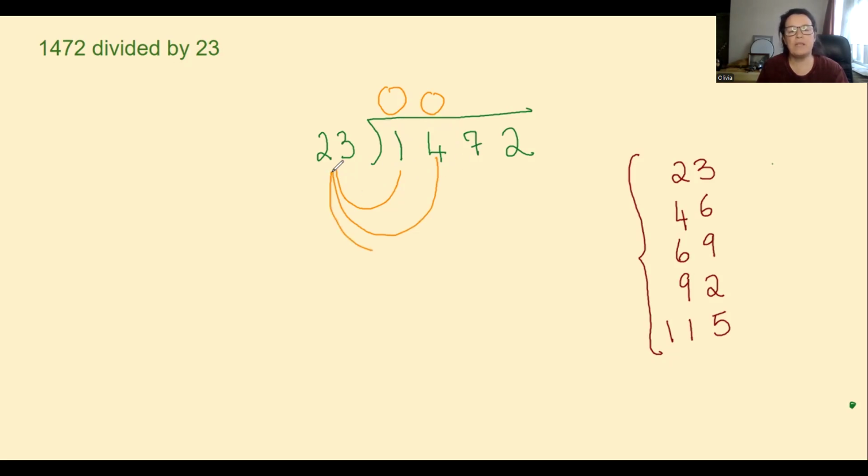Now, my 14 joins onto my 7. How many 23s in 147? Well, let's look here. Let's do our tables. I've got 1, 2, 3, 4, 5. I've gone down to 23 times 5 is 115. I think I might need to do another one. Let's add on another 23 here. 115 plus 23 is 138. So it's still a little bit too small.